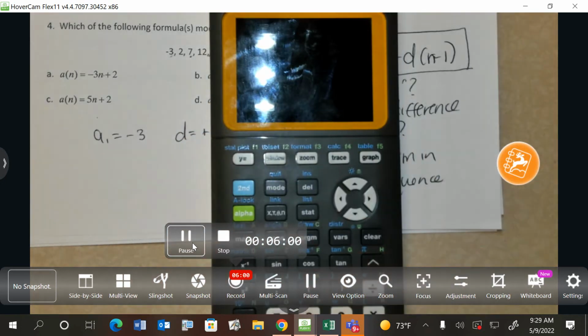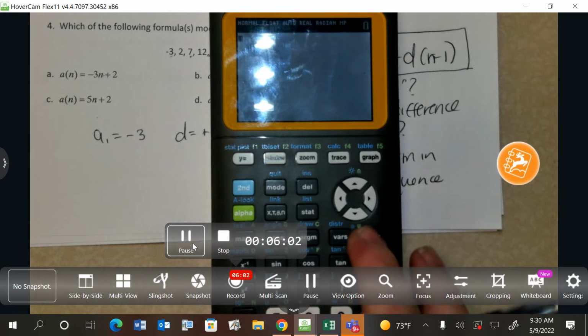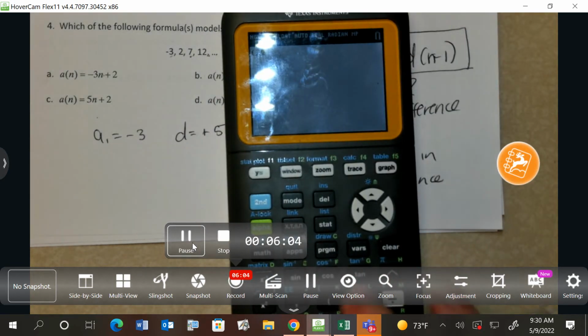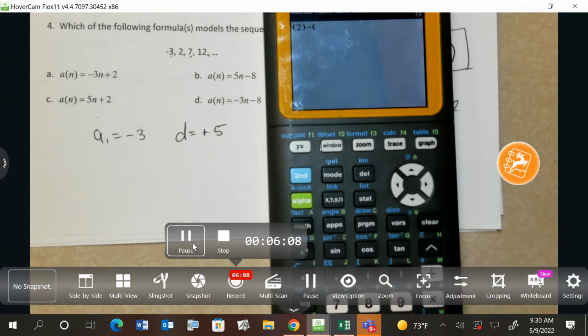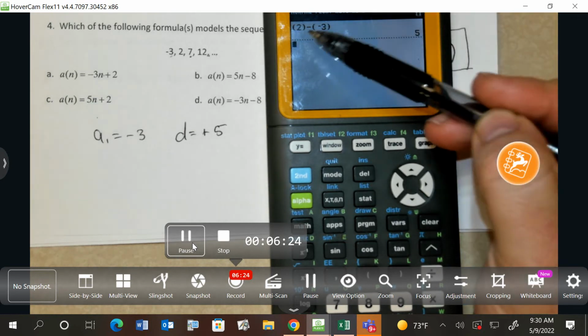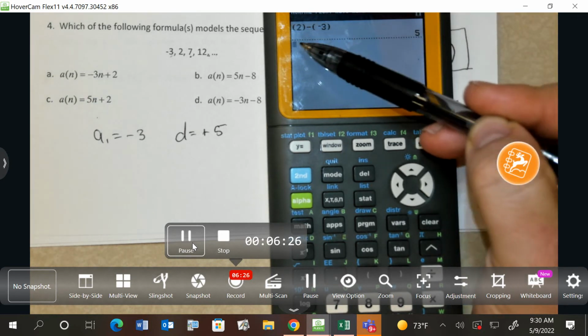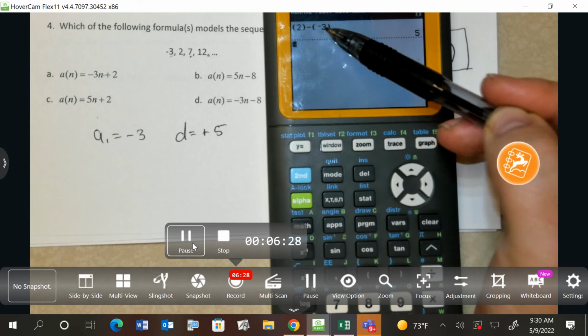Other people like to do it this way. And let's do this with me, please. Put the second number in parentheses, and then subtract the first number in parentheses. Okay, press enter. Do you see how we still get a positive 5? You can do either one. Second number minus the first. It's not first minus second. It's second number minus first.